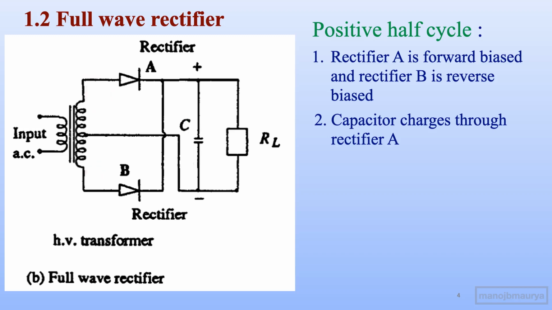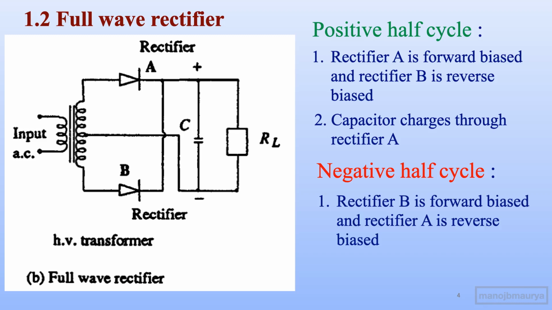Now let us move ahead with the negative half cycle of the supply. Polarity reversal will take place and rectifier B will be forward biased and rectifier A is reverse biased. Again, pay attention to the animation shown on the diagram. It shows that the lower terminal is now positive. Consequently, rectifier B is forward biased and rectifier A is reverse biased.